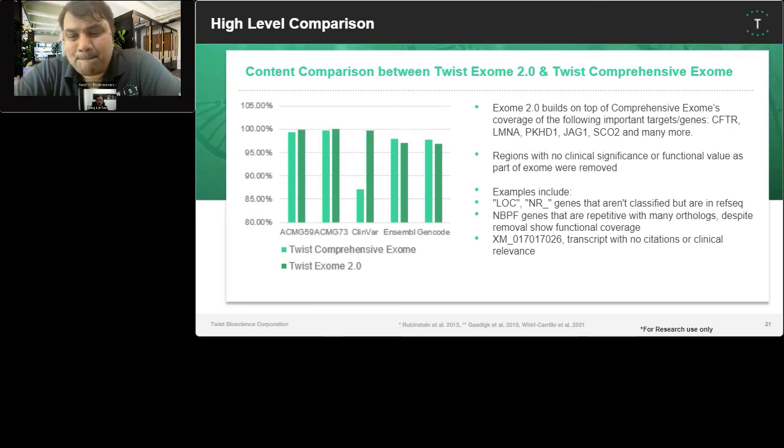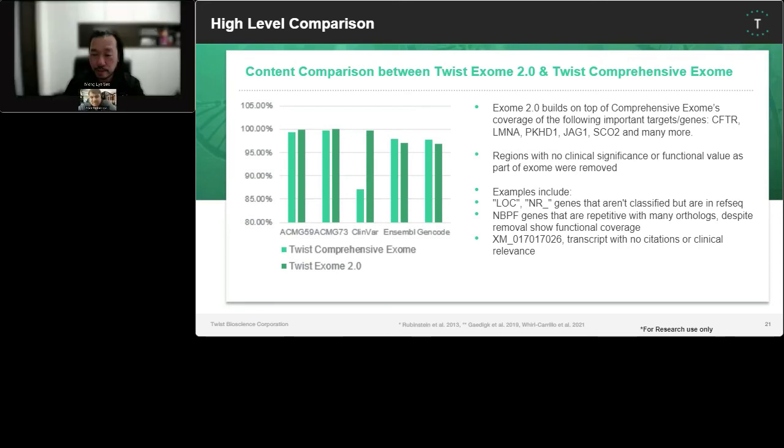Thank you. For the next question, does the Exome V2 work as well as the core exome panel in cell-free DNA from liquid biopsies?